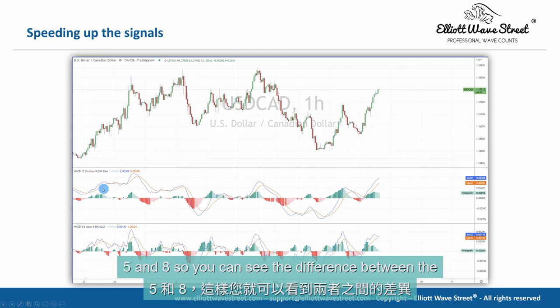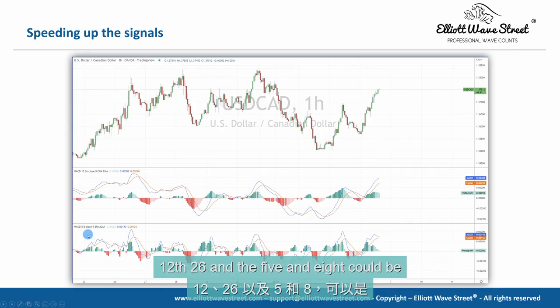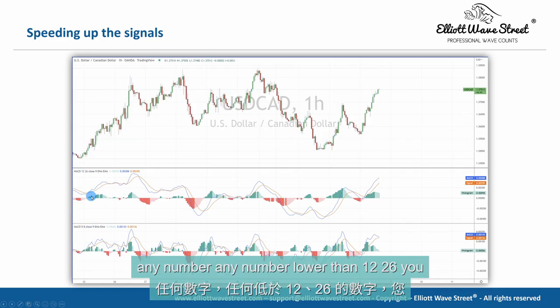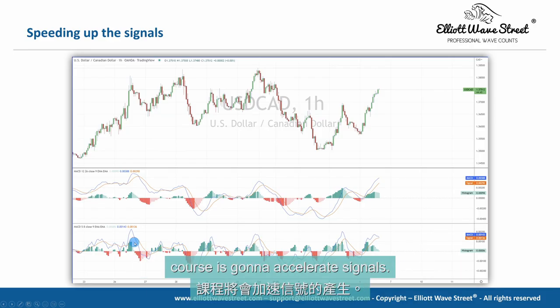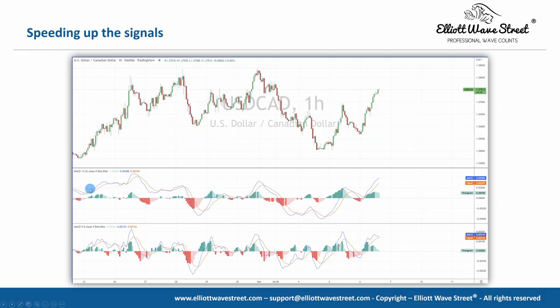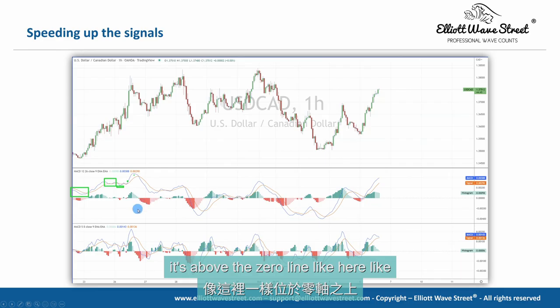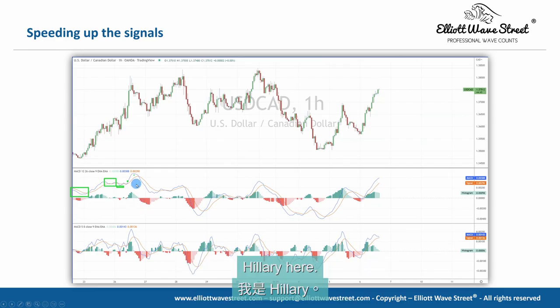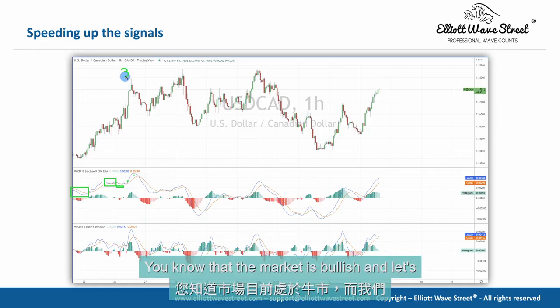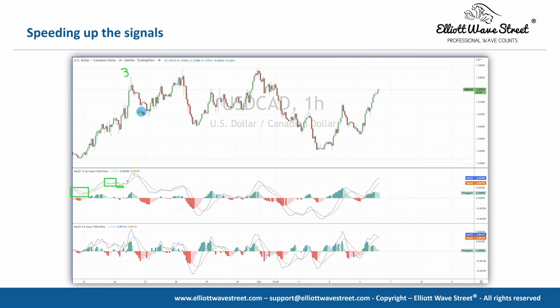So you can see the difference between the 12, 26 and the 5 and 8. Could be any number lower than 12, 26. You can play around with numbers. And of course, it's going to accelerate signals. So for example, if the 12, 26 MACD is above the zero line, like here, like here, like here, like here, and you know that the market is bullish, and let's say that you think this is wave 3, and this is wave 4, or this is wave 4.